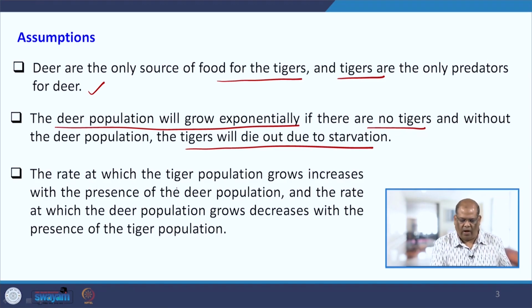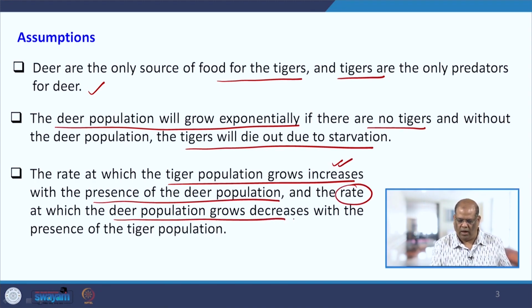And the rate at which the tiger population grows will increase with the presence of the deer population, and the rate at which the deer population grows decreases with the presence of the tiger population. This is somewhat obvious, because when the tiger finds a deer, obviously it will try to kill it for its food and its population will increase, and at the same time when the deer dies, obviously the population of the deer decreases.